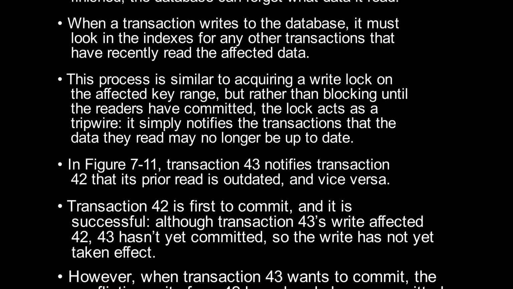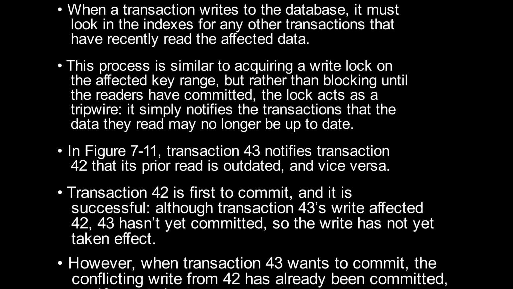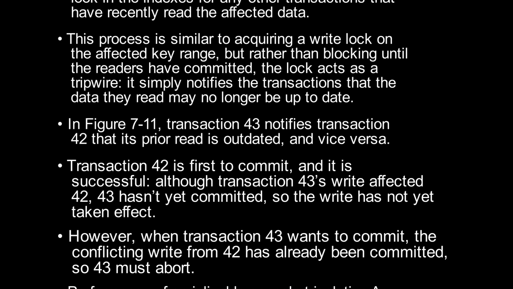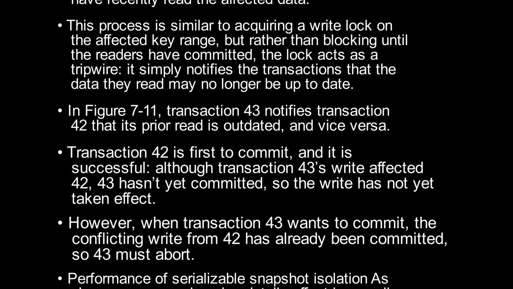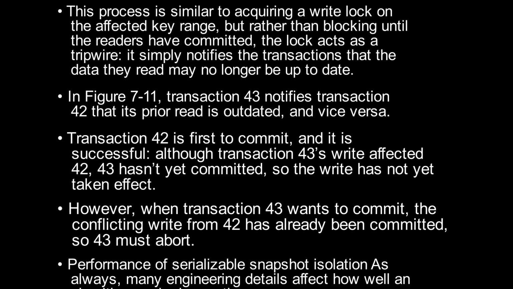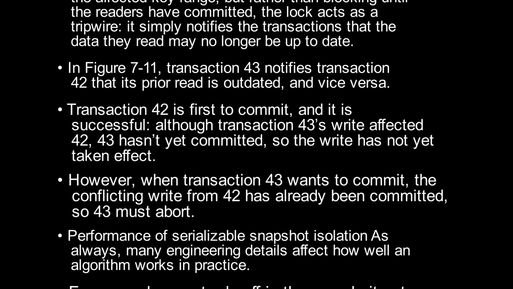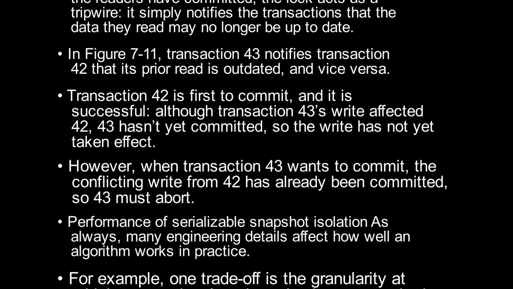Transaction 42 is first to commit, and it is successful. Although transaction 43's write affected 42, 43 hasn't yet committed, so the write has not yet taken effect. However, when transaction 43 wants to commit, the conflicting write from 42 has already been committed, so 43 must abort.